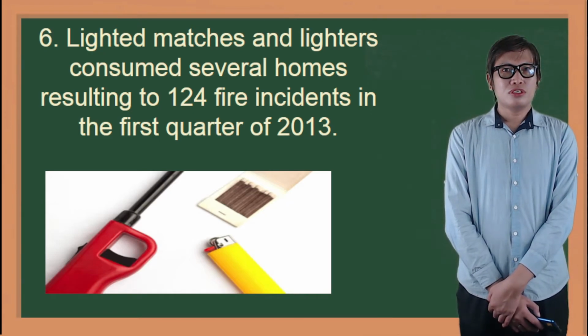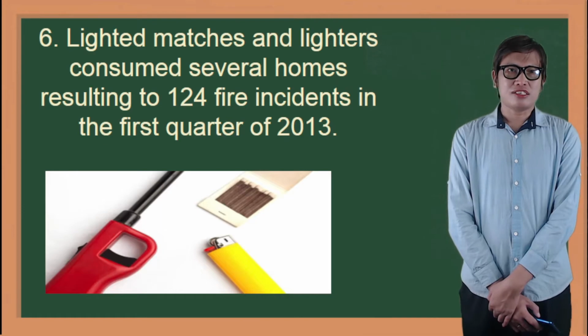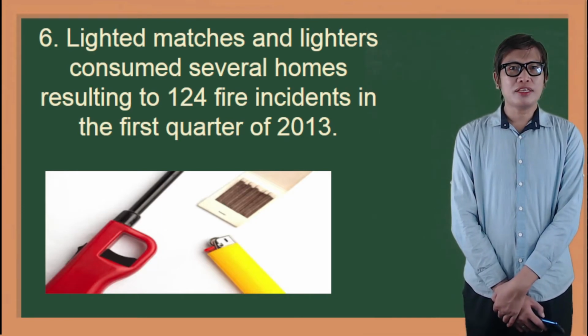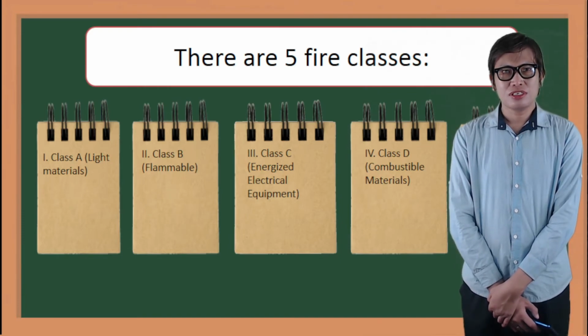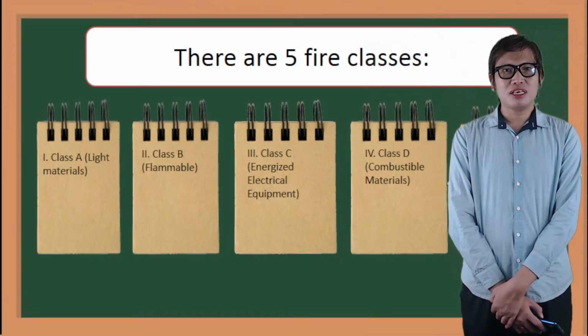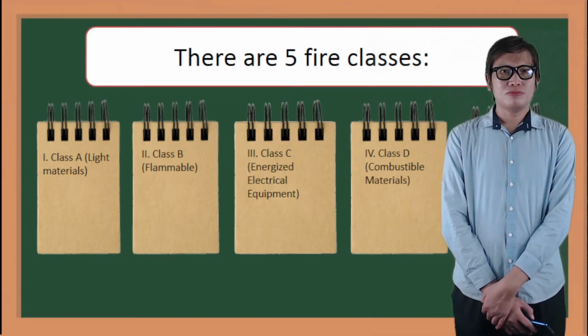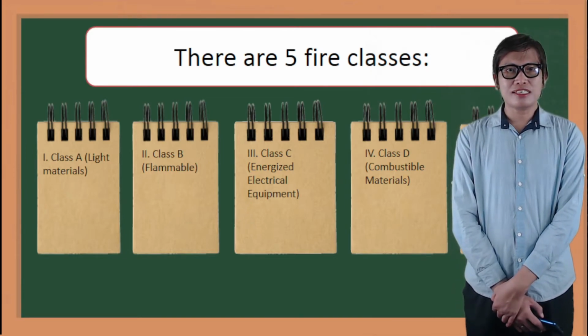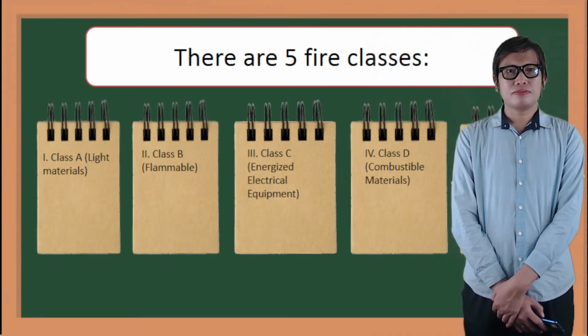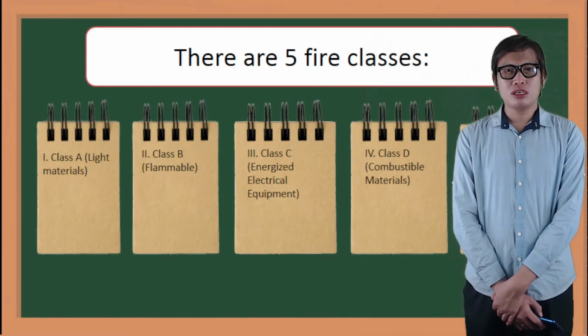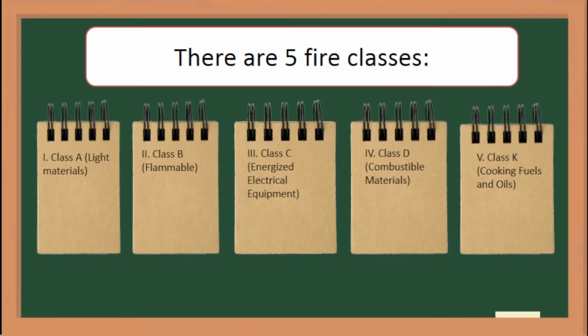Now, there are 5 fire classes. Number 1, Class A, light materials. Number 2, Class B, flammable. Number 3, Class C, energized electrical equipment. Number 4, Class D, combustible materials. And number 5, Class K, cooking fuels and oils.